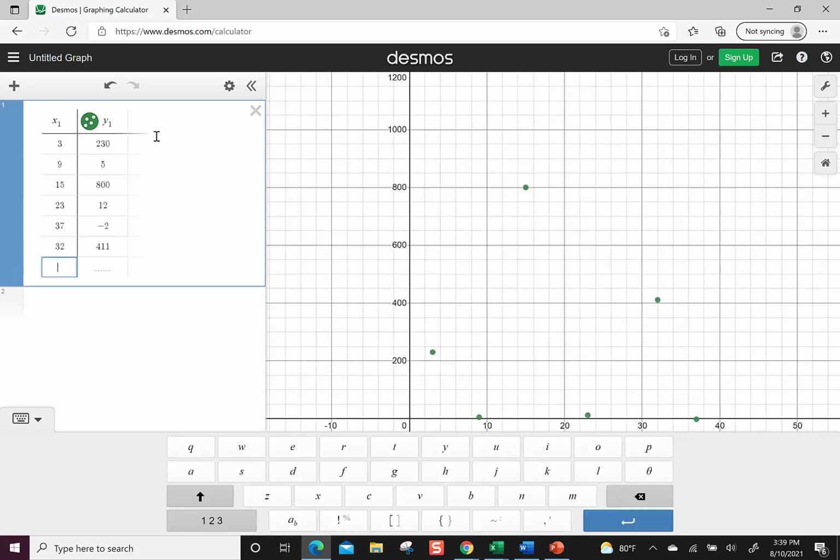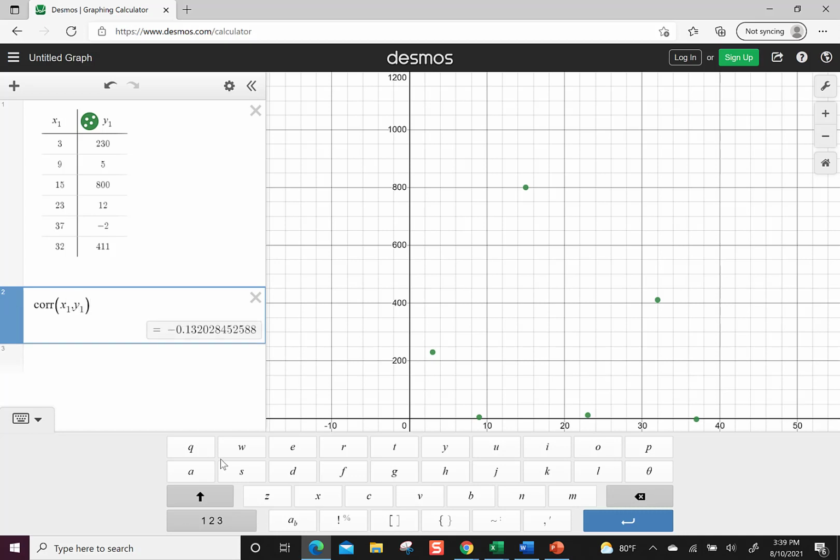This time I put in 3, 230, 9, 5, 15, 800, 23, 12, 37, -2, and 32, 411. Now look at these values. They kind of make a little shape, maybe a geometric shape over here, but I can see they really aren't lining up at all. So we shouldn't be surprised when we type in CORR with X1, Y1, we're not going to get a strong correlation. I got -0.13. That's pretty close to 0, which says this is not a strong relationship between these two numbers.